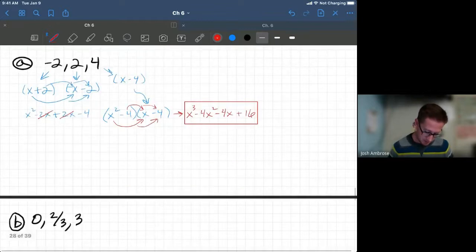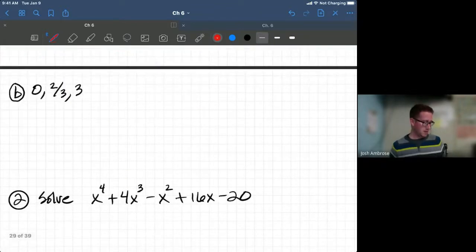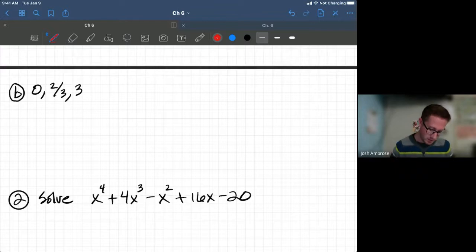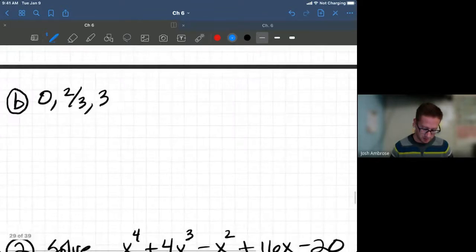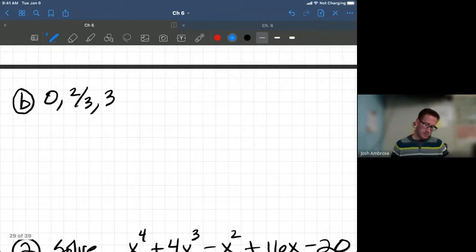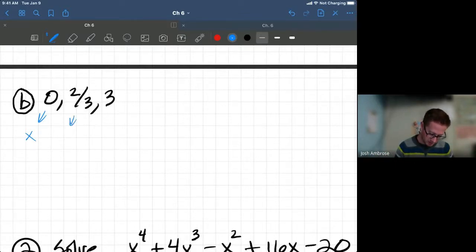Okay, next one. Same style. Okay, so you'll see one more of these. All right, and we have 0, 2/3, and then just 3. The nice thing with 0 is this is just x. That's it. There's no plus or minus something. The 2/3 is going to be x minus 2/3. There's the binomial for that. And then for 3, it is x minus 3.